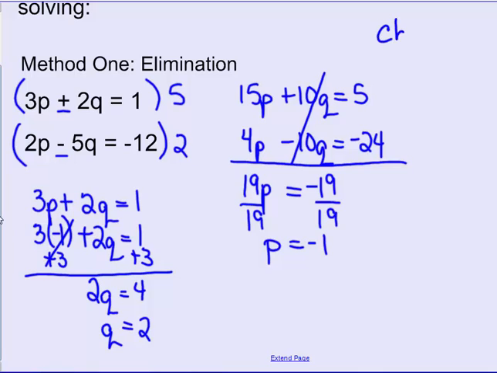I would like you to do the check for this, so pause the video. Please write the original equation, both of them, the original given equations, and check that p is negative 1 and q is 2. So please do those checks.